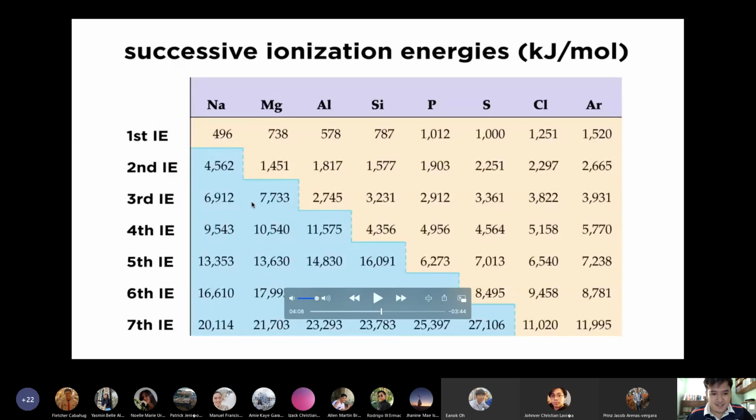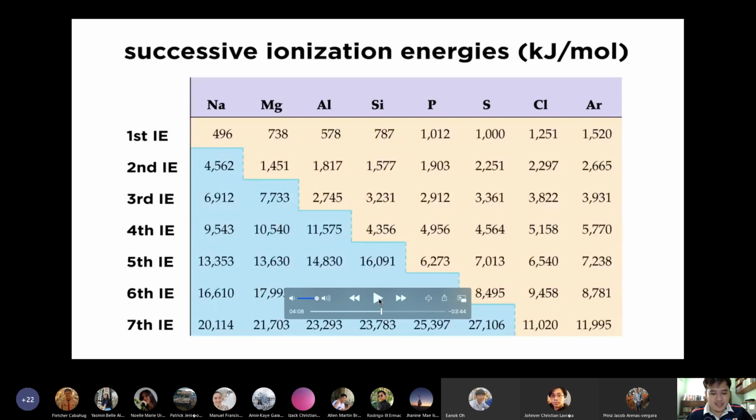Okay, so that's it. These are now the configurations of the noble gases. So that's why there is a very big jump, because you are actually trying to remove an electron which is actually in the stable state already for the atom.